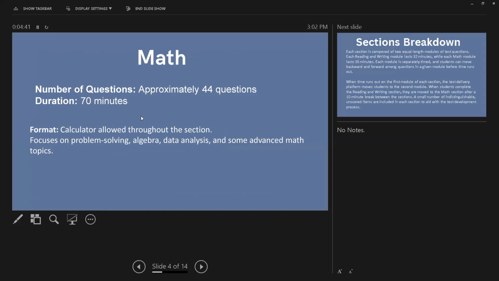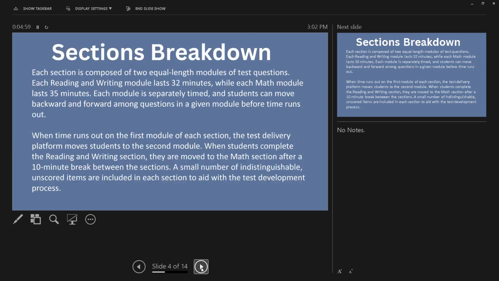This test lasts for 70 minutes. Calculator is allowed throughout the section. The focus of your questions will be on problem solving, algebra, data analysis, and some advanced math topics. The question type is again the same as your English section, multiple choice questions.